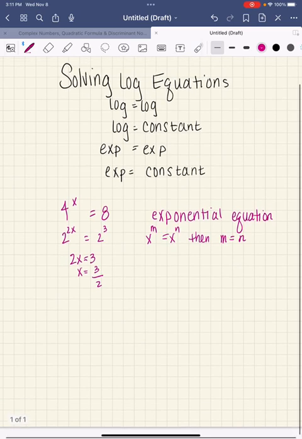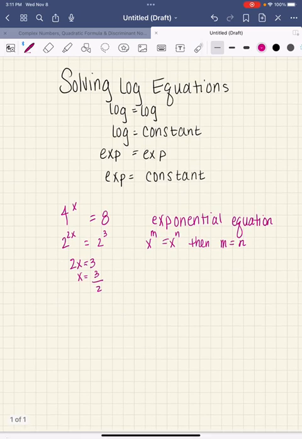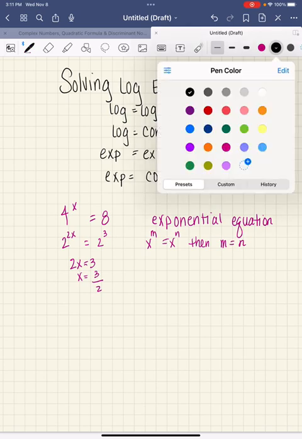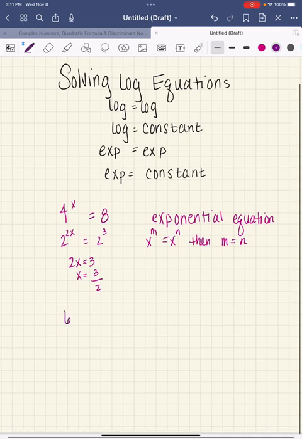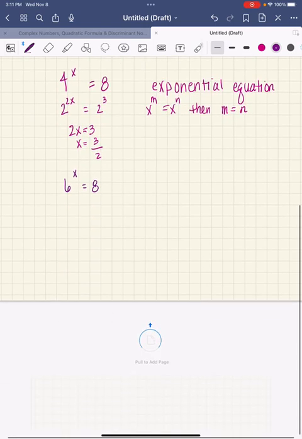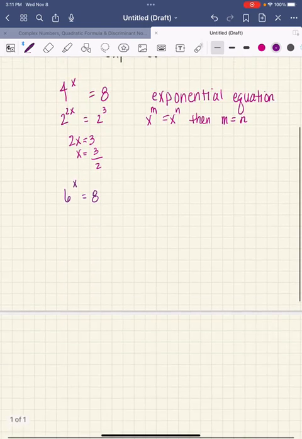Okay, so what happens when it's something that we cannot rewrite using the same base? So for example, what happens if it's something such as 6 to the x equals 8? Okay, well, 6 to the x equals 8. Contrary to popular belief, you cannot divide both sides by 2. So I'm going to rewrite this in logarithmic form. It's in exponential form. I'm going to rewrite it in log form.